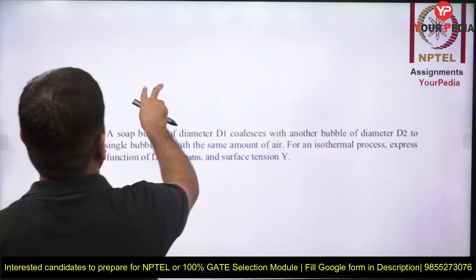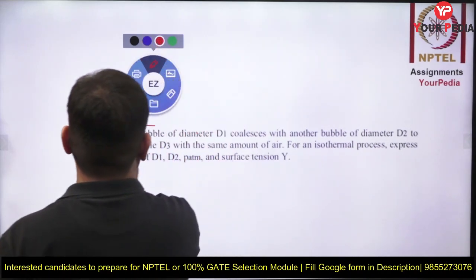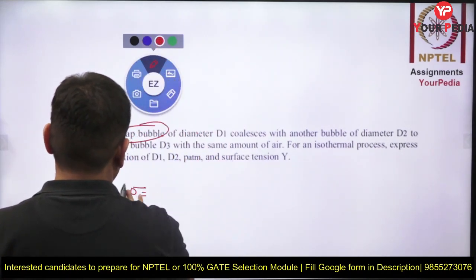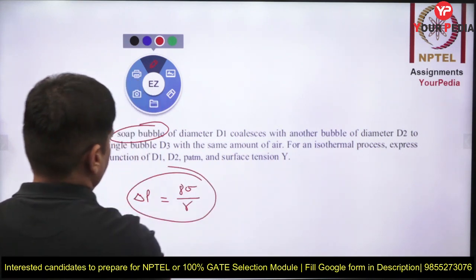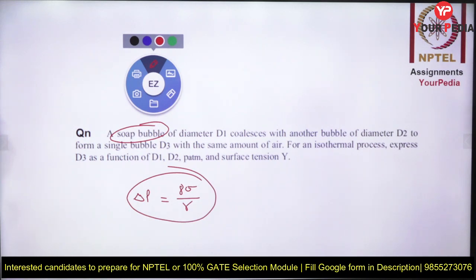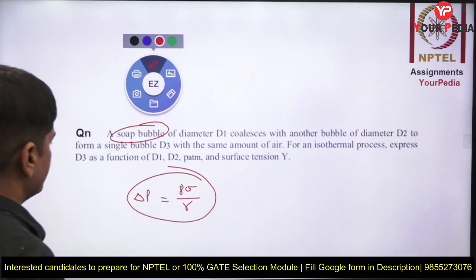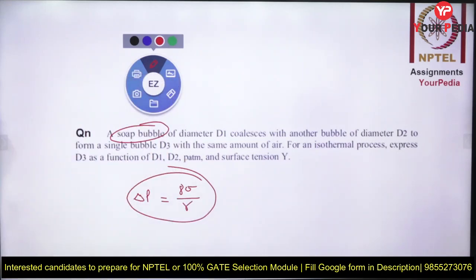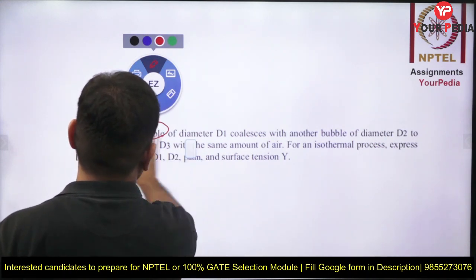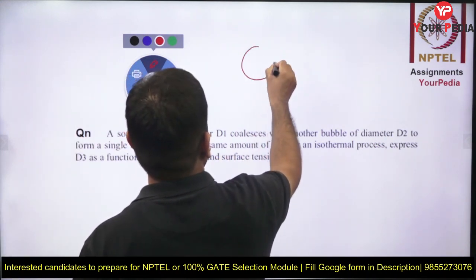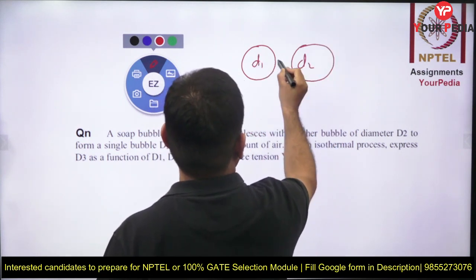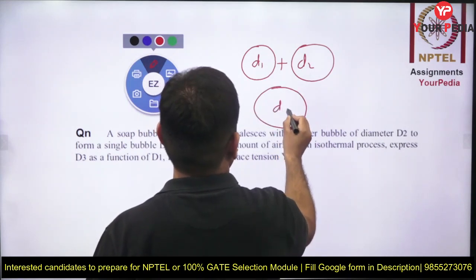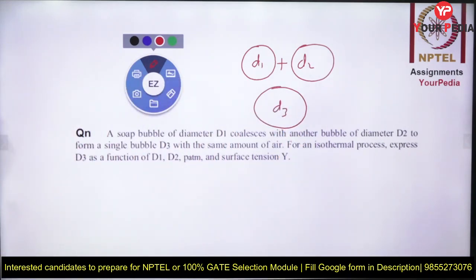So what is the question given? There is a soap bubble. You know the excess pressure for a soap bubble; this is what we found, 8 sigma over radius. Here the diameter is given. So I think this is 8 sigma by R, which we have just now calculated. There is a soap bubble, and this is another soap bubble, diameter D1, diameter D2. When you mix these two, it becomes diameter D3. Now you have to find out D3 in terms of D1, D2.